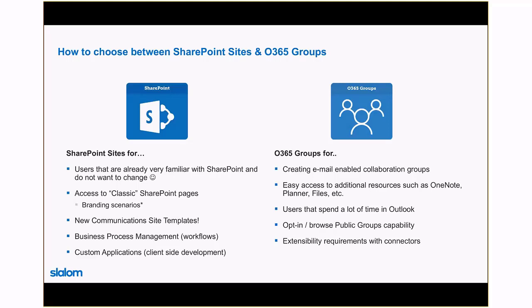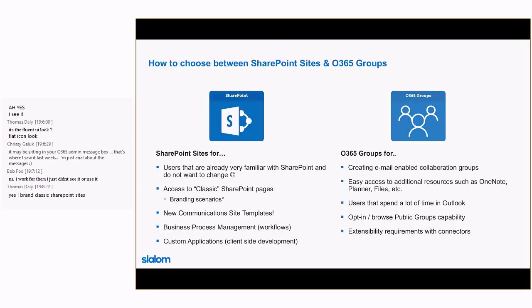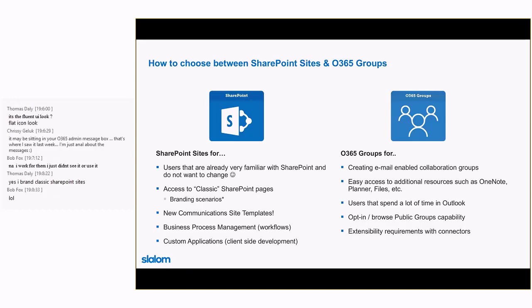On the O365 groups side, if you're trying to create something that's email enabled, that's a great use case. The fact that you can easily access those project resources, OneNotes, planners, files, all that, makes it a really good interface for that. Another use case I like is if you're in Outlook a lot, and that could be OWA, or I think it's Outlook, do you think you need at least Outlook 2013? Don't quote me on that.